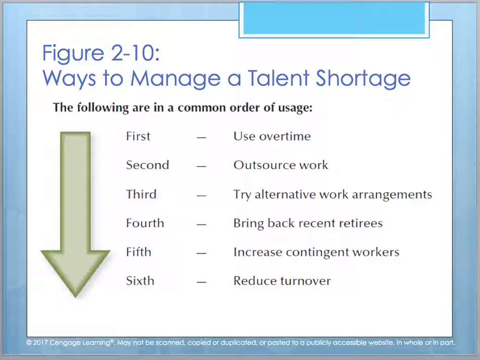There is a ranking of how you should handle talent shortage. First, of course, is your use of overtime. Then it goes down to outsourcing the work out, trying alternative work arrangements, bringing back recent retirees, those who retired, and you're like, you know what, let's bring them back. They know the job, they can do it well, and we can have them come in part-time or even full-time, and just different pay. You can increase the amount of temporary and independent contractors that you have, and then, of course, reducing your turnover.